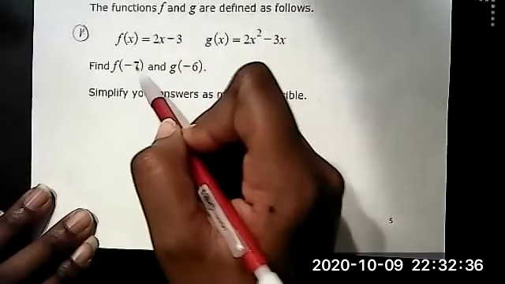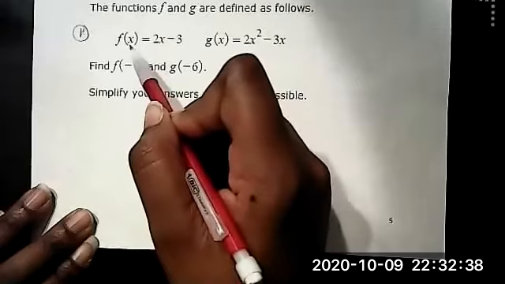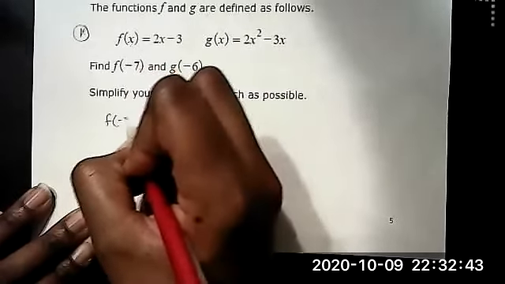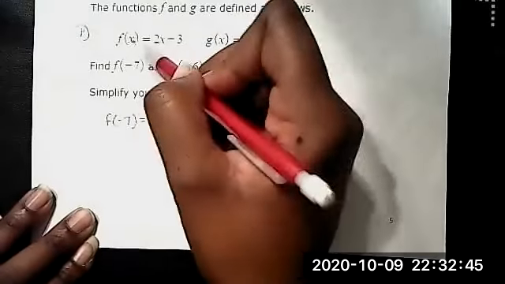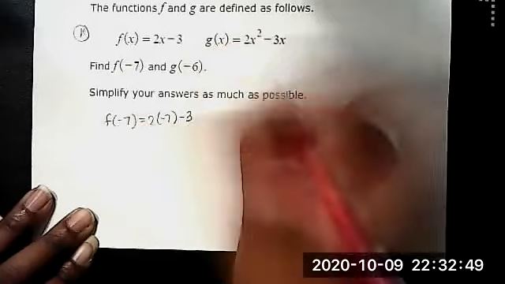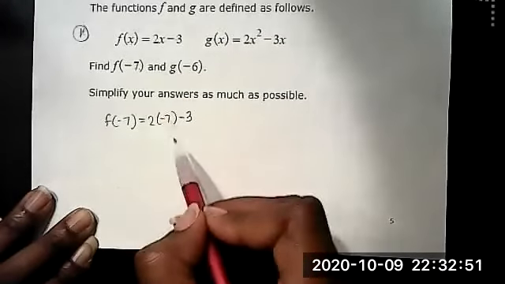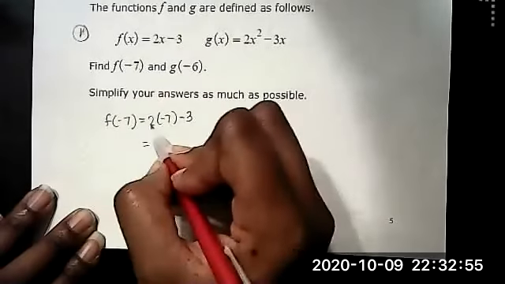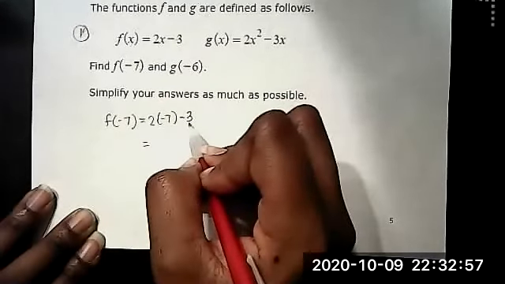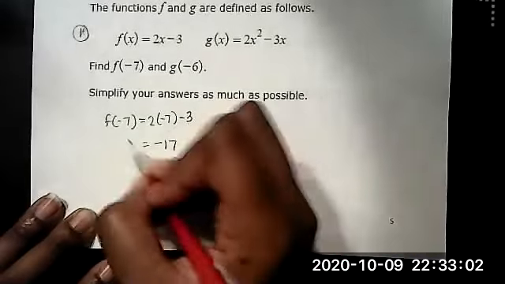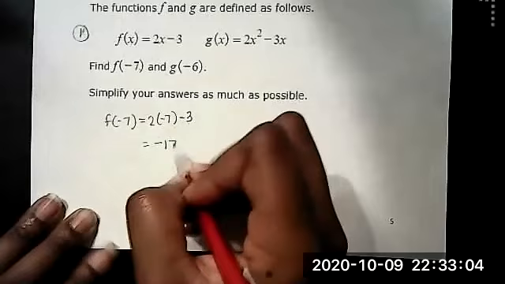So this is f of -7. In place of x, you're going to put -7. So they want f of -7. So here, instead of x, they want you to have -7 in there. Everything else stayed the same. X just changed to -7. Now they want to know what that answer is when that happens. So -14 minus 3, -17 is your answer there for f of -7.